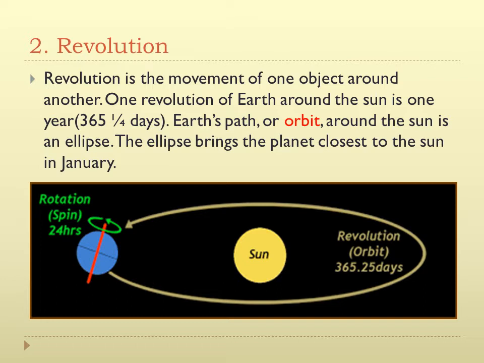So you can see here Earth's rotation and revolution. Earth's rotation means the spinning of Earth on its own axis. It takes 24 hours, but revolution means the Earth moving around the Sun through its orbit. This is revolution.